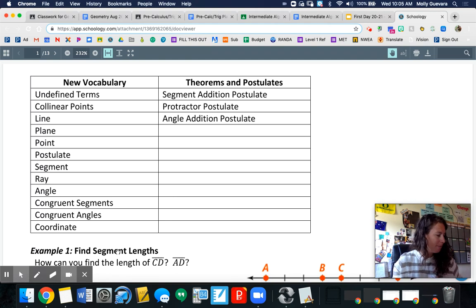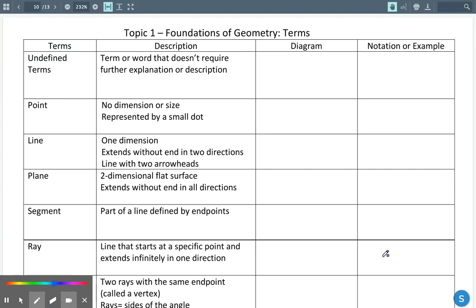In your packet, you should have your note packet. Mine's already filled out, but you should have yours. At the very back of your packet is the page that says vocabulary, or maybe it says terms, and then also theorems and postulates. So what I want you to do is go to the back of your packet where you find all the vocabulary, and we're going to go through and define all of this vocab. Here we are, and I do apologize. I said that it said vocab, but it's actually terms, but it's the same thing, so we can manage.